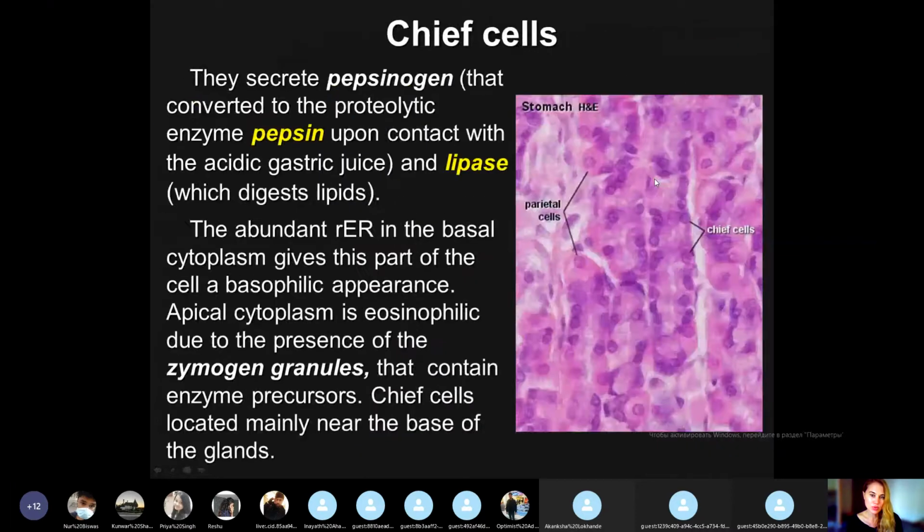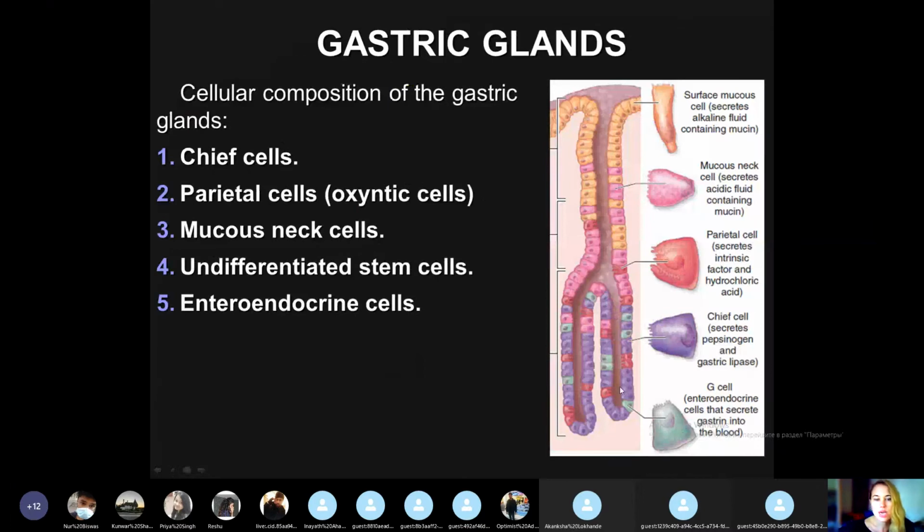Let's go back to the previous diagram. Over here. How can we distinguish the endocrine cells, the chief cells, and the parietal cells? How can we differentiate these three types of cells? First of all, because all of them are found in the base.